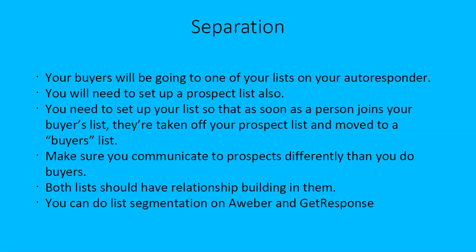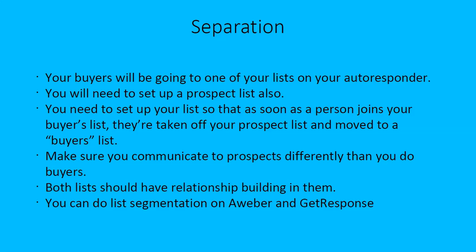You can do that with your automation settings. Now, it goes without saying, these are two separate lists. These are two separate people. They've got two different attitudes. You need to communicate to them differently than you do your buyers. Both lists you should have, and you should be building a relationship with both of them. You can do list segmentation on both Aweber and GetResponse, and probably some of the other autoresponders.